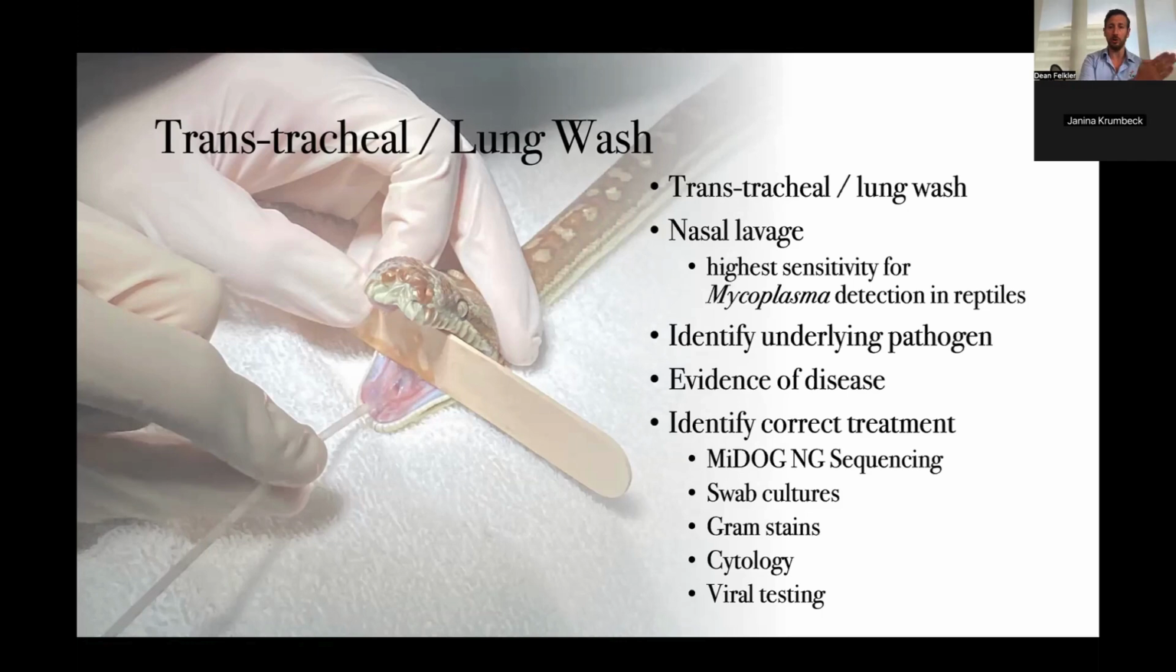So it goes back to doing your culture or your next generation sequencing, and then a culture on top of that as well. So we want to take that sample, and then you can do gram stain cytology, viral testing as well. So some specific viruses respond better to actual sampling from the lung tissue as well.